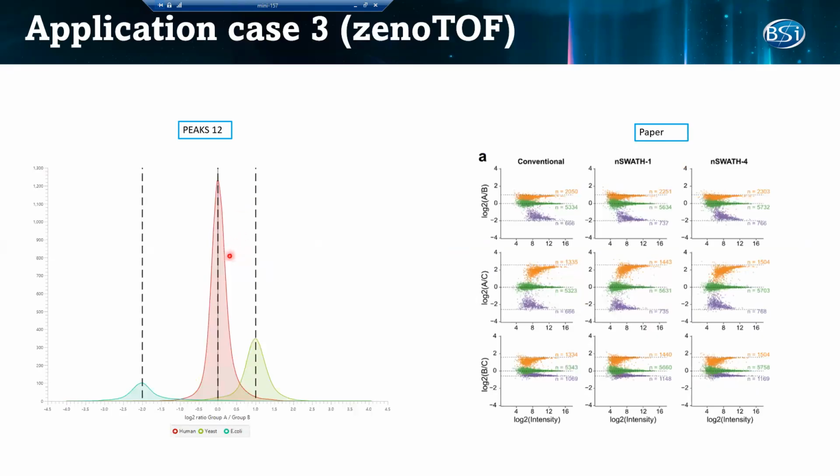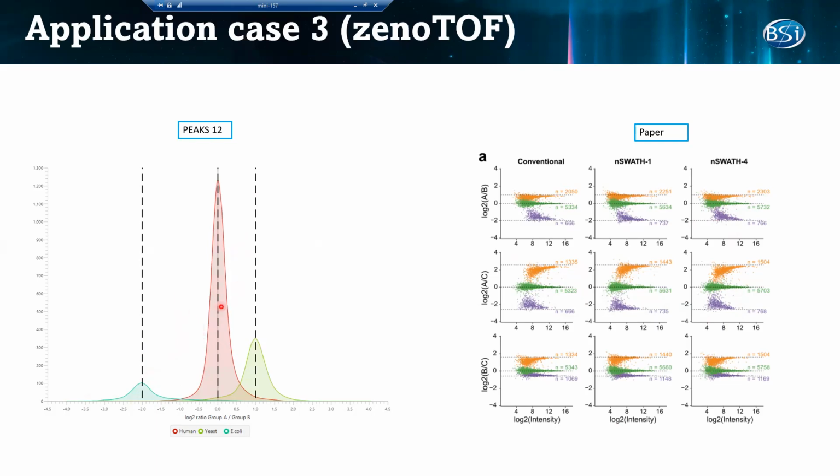For this one, it's very interesting. You can see that in the paper, the E. coli ratio has some bias here. But if you check the result in PIX12, the E. coli ratio is still symmetric, and the ratio is also correct. So this is to say that PIX12 performs better in this result.